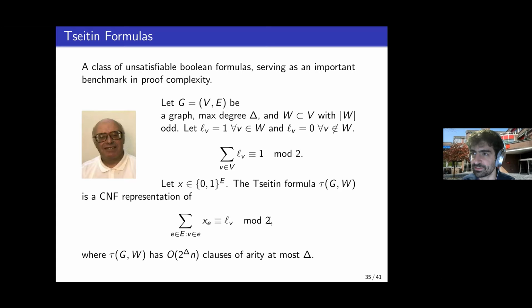What are Tseitin formulas? Tseitin formulas are CNF formulas that are built from linear equations mod 2. So you start with a graph. It should have some bounded maximum degree, like 5. And you take any odd subset of nodes. What you set up is an infeasible system of linear equations mod 2, which looks at the parity of the sum of the edges outgoing from any vertex. So you have to assign 0 or 1 to each edge, and you say that the sum of the outgoing arcs around a specific node should be either even or odd, depending on whether the vertex is inside the set W or not.